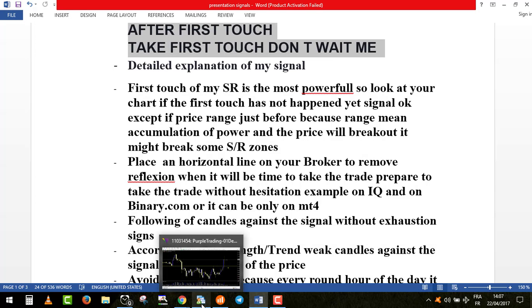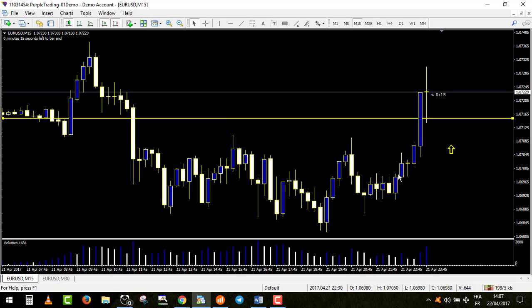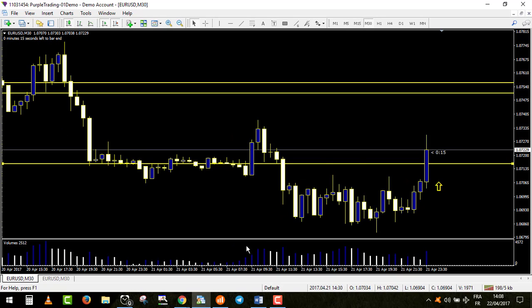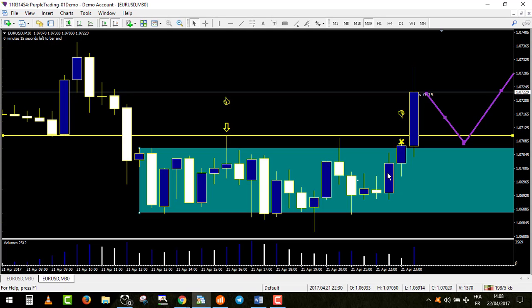Another point is sometimes the price will form a range before it touches the SR. For example, let's say this break up doesn't happen, but let's say my SR is not here, but is here. And I can see the price ranging here. And if you go on 30-minute chart, you will see there is a very big range here. And when the price touches it after this range, it's like an accumulation of strength. And when it gets out, it is a breakout from this range.